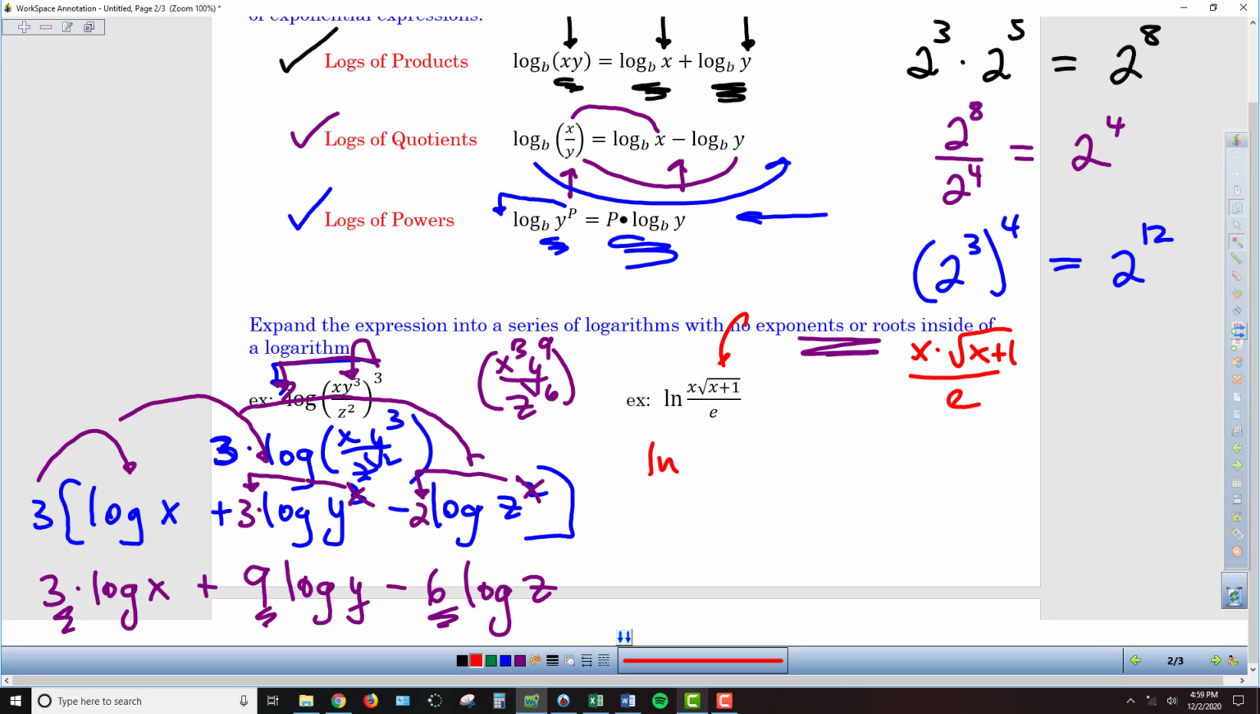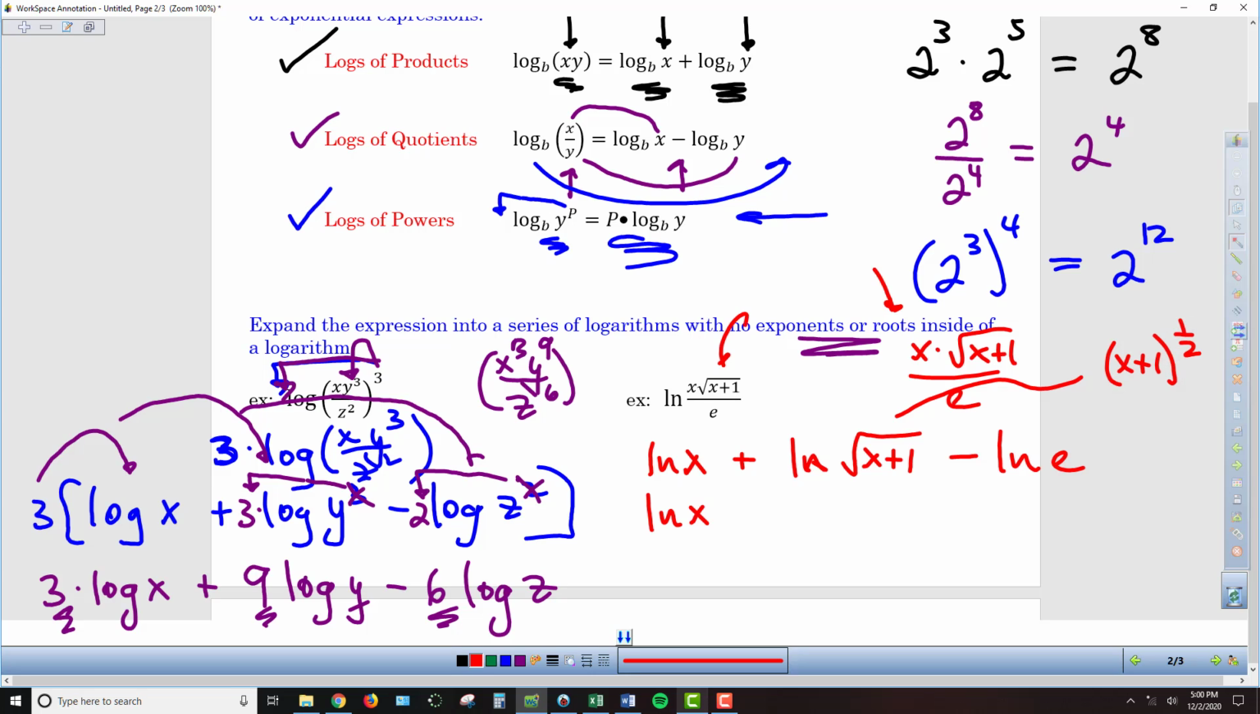So we're going to have natural log of x plus the natural log of the square root of x plus 1, and then that's going to be minus the natural log of what's in the denominator, which is e. So I still have a little bit of work that I can do here. Notice it says we don't want any roots inside of our expression. So this natural log of x, there's nothing more that I can do with it. But remember, root x plus 1, we could rewrite that as an exponent. That could be rewritten as x plus 1 to the 1/2 power. Rational exponents translate into roots.